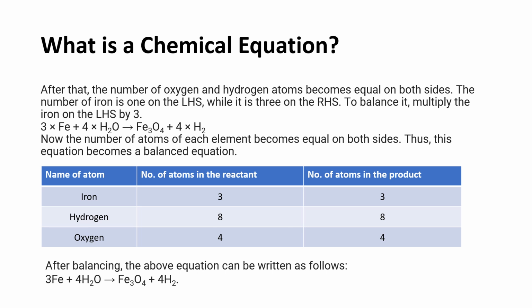So, let's look at the table. Iron atoms in the reactant are 3 and in product are 3, and the same for hydrogen and oxygen, respectively. For hydrogen it is 8 and 8, and for oxygen it is 4 and 4. That means they are equal in reactant as well as in product. So after balancing, the above equation can be written as follows: 3Fe plus 4H2O gives Fe3O4 plus 4H2.